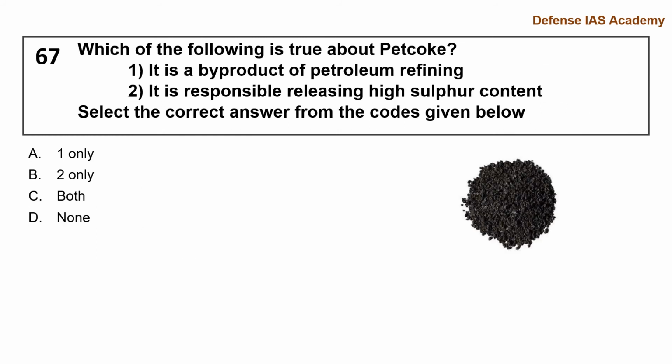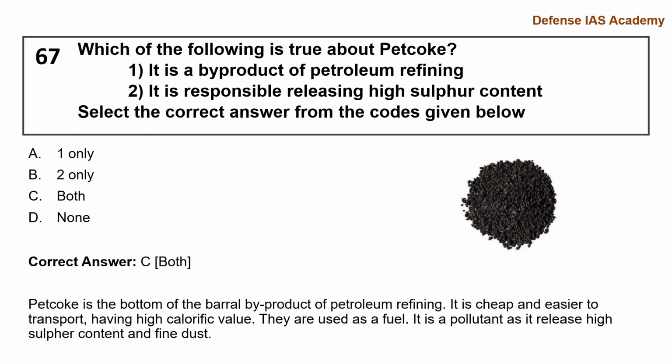Question 67. Which of the following is true about pet coke? 1. It is a byproduct of petroleum refining. 2. It is responsible for releasing high sulfur content. Select the correct answer from the codes given below. The correct answer is option C, both. Pet coke is the bottom of the barrel byproduct of petroleum refining. It is cheap and easier to transport, having high calorific value. They are used as fuel. It is a pollutant as it releases high sulfur content and fine dust.